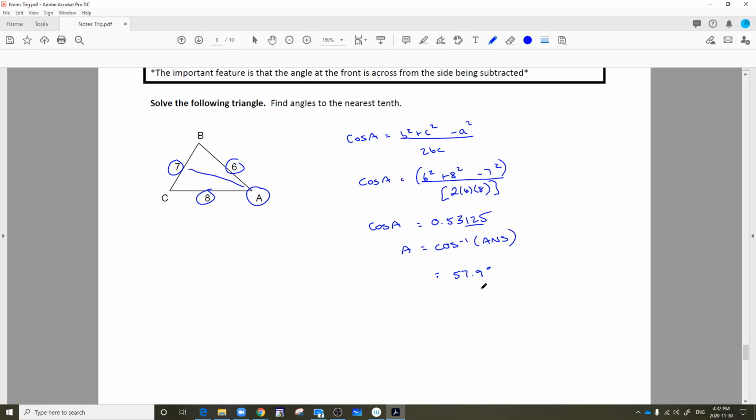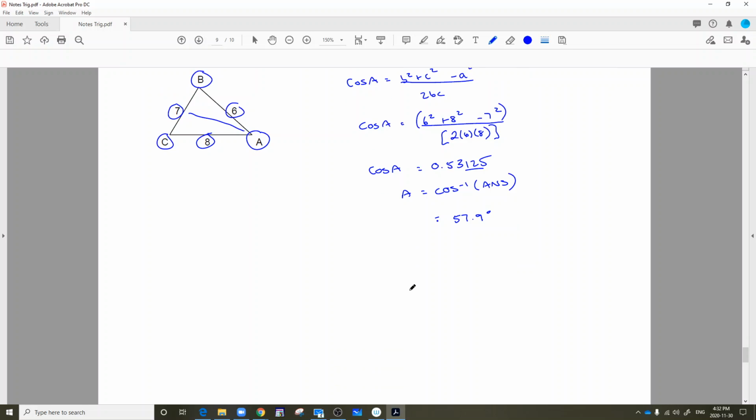So that's how we solve for angle A, and now we just have to go through and solve for angle B and angle C. So let's set this up again to solve for angle B. If you feel confident with this, pause the video now and see if you can solve for angle B. So if I was going to solve for angle B, cos B is equal to, the only important thing is that the side across from angle B goes on the end. That's the one getting subtracted. Then the other two sides, the 6 and the 7, get squared and added together, divided by 2 times those two sides. And then again, you just plug it in your calculator.